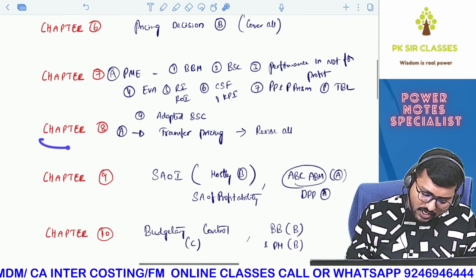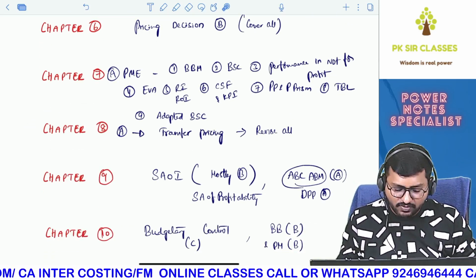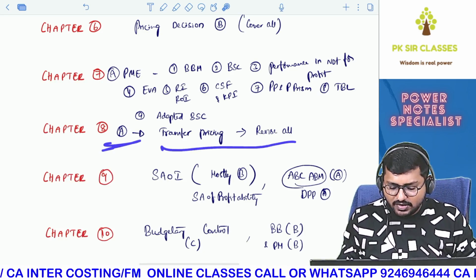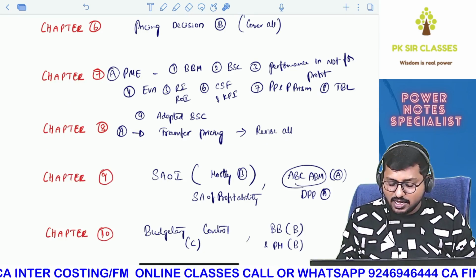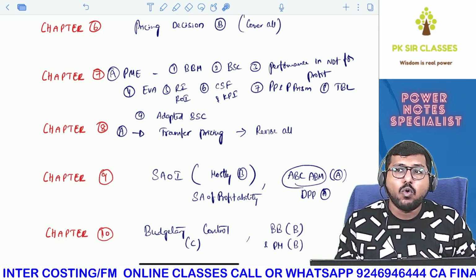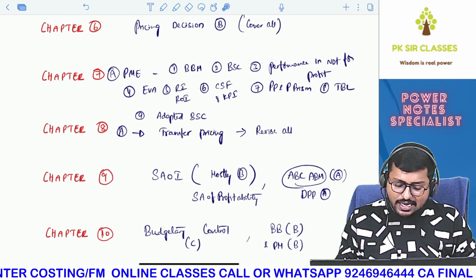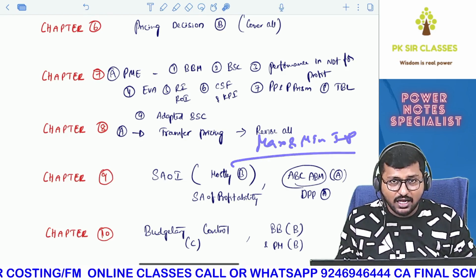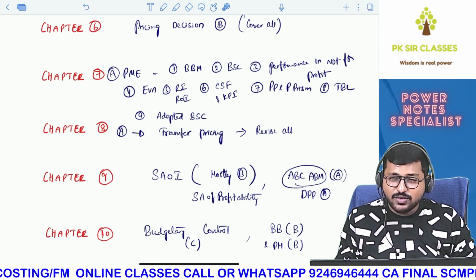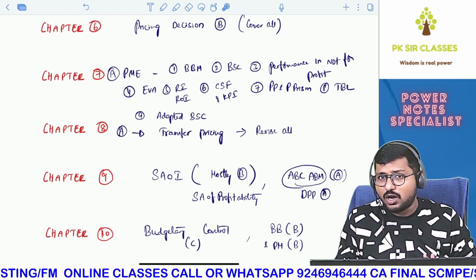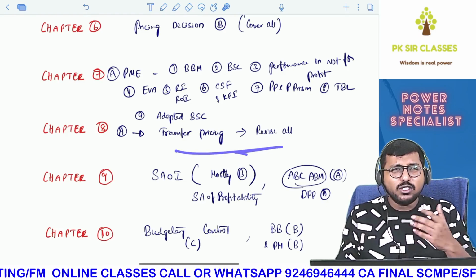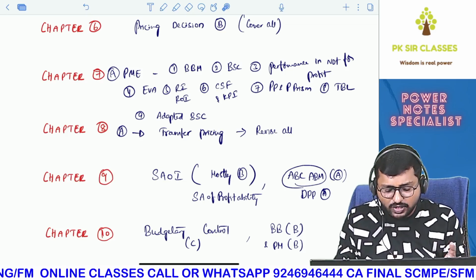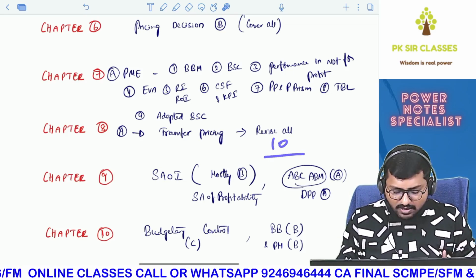Chalo. Coming on to chapter 8. It also belongs to A category, transfer pricing. You just revise everything. This time we can't really predict and say what will come and what may not come. But I really hope that a maximum and minimum TP kind of question can be asked. And also transfer pricing conflict. Based on that also a question can be asked. Apart from that, the whole chapter as such is pretty important. So therefore, revise it. We are expecting some 10 marks.